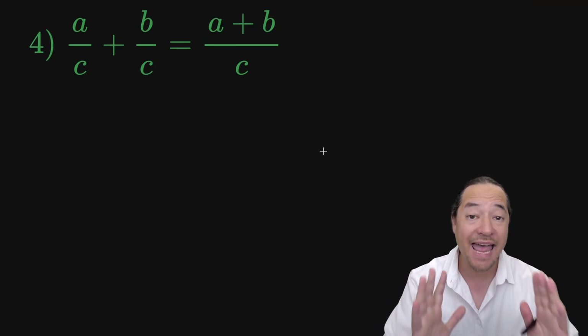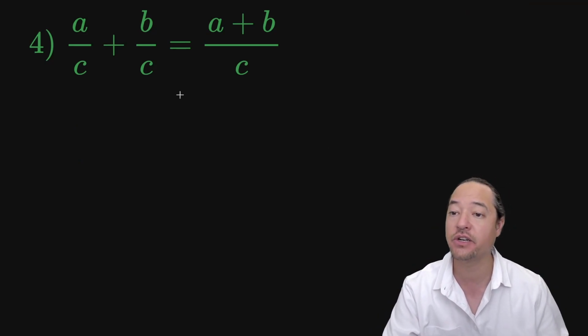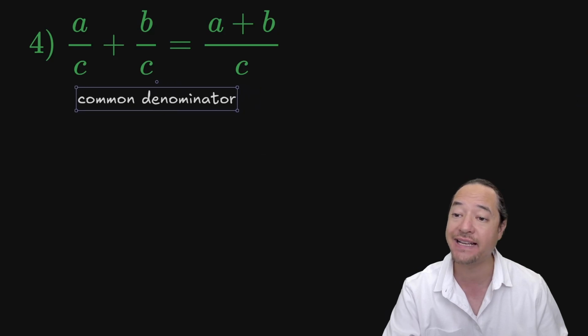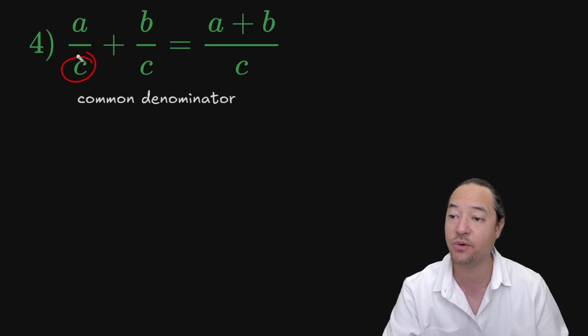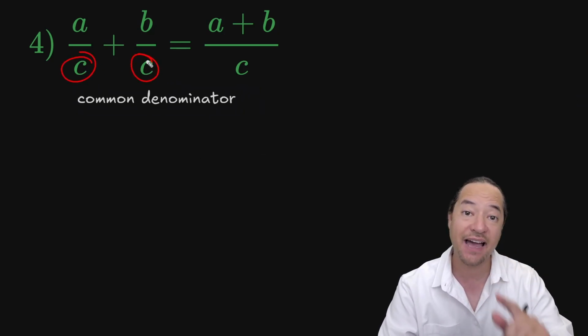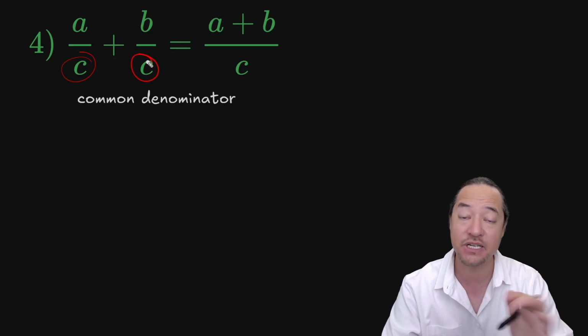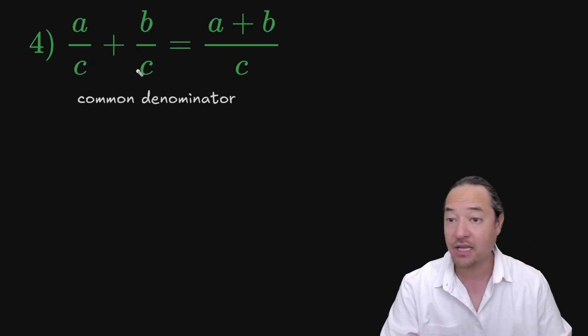Property 4 is about adding fractions. In particular, it's about adding fractions that share a common denominator. Both of these fractions have the same denominator. Let's look at an example.